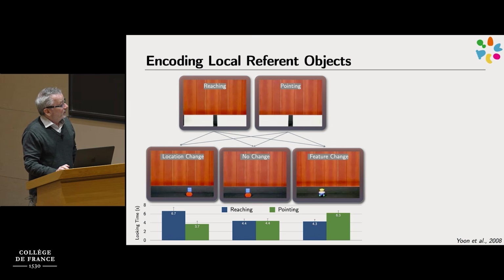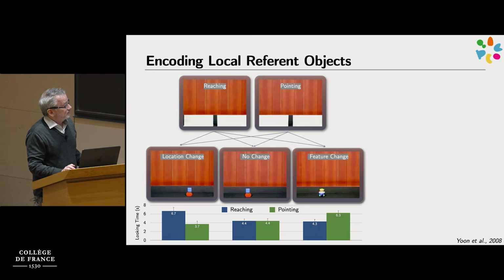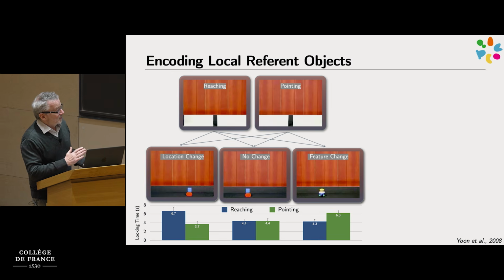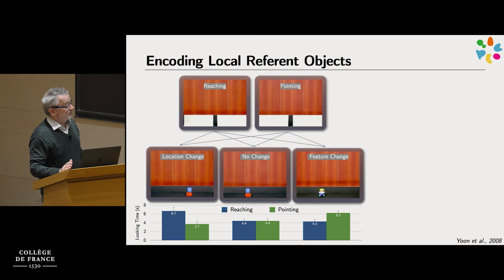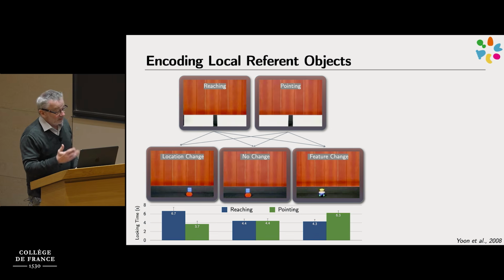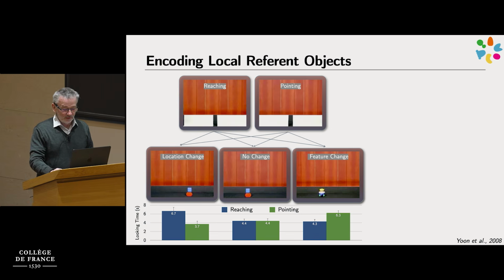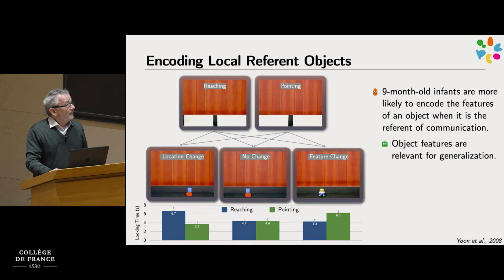But in the pointing case, to my surprise, they forgot completely about the location of the object, but they remembered how the object looked, so they detected when we changed the object. And why is this the case?